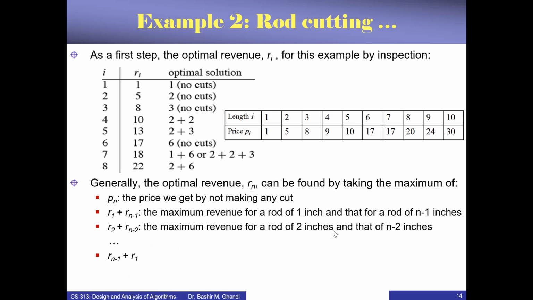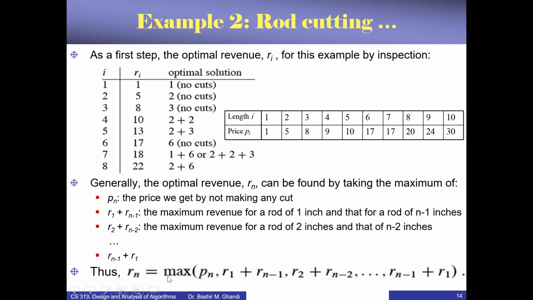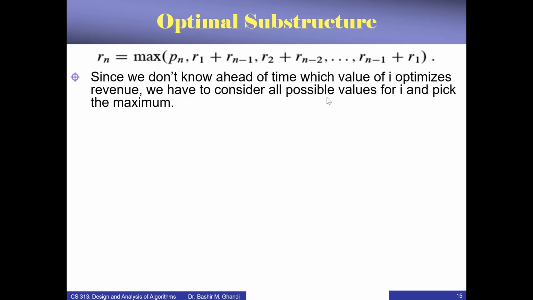Obviously, if you compare all of them and take the maximum, you surely will get the maximum. So this is the formula. Rn will be the maximum of all the possible combinations: Pn, or R1 plus Rn minus 1, R2 plus Rn minus 2, and so on. Now, since we do not know ahead of time which value of i will give us the maximum, we have to consider all the possible options before we determine which one will give us the maximum.